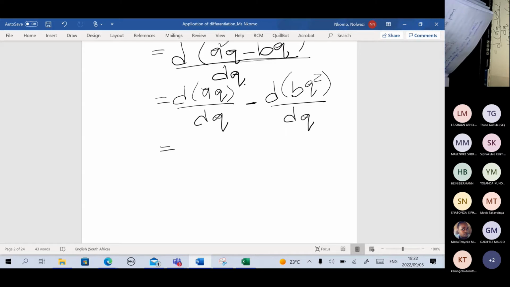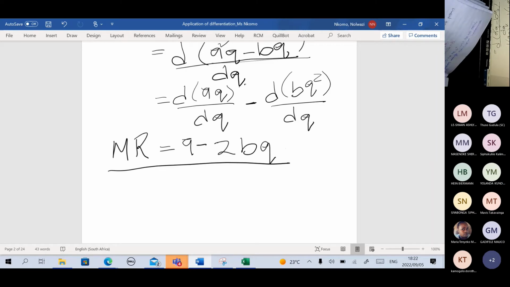Remember, if you differentiate AQ with respect to Q, we'll get the constant A, right? And if we differentiate BQ squared with respect to Q, we'll get 2BQ, right? So this means our marginal revenue in this case is A minus 2BQ. Do we have questions for now?